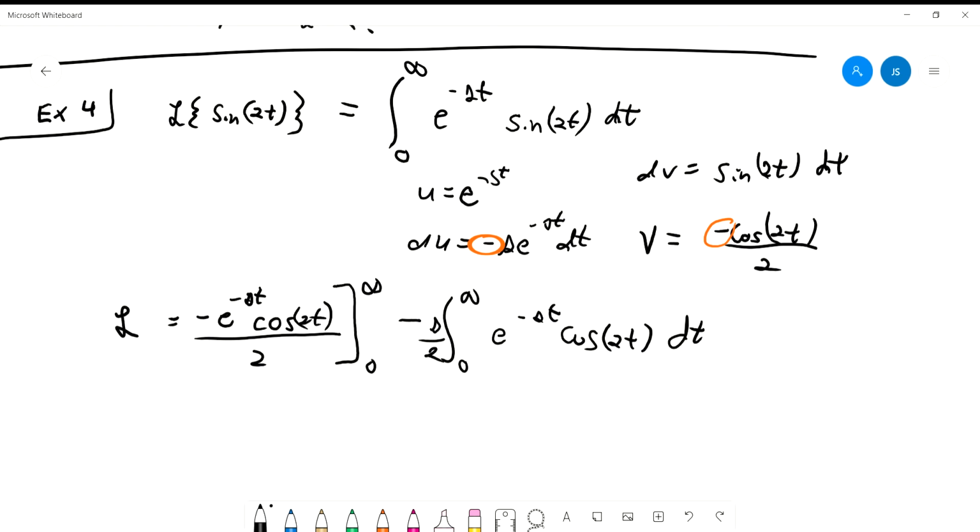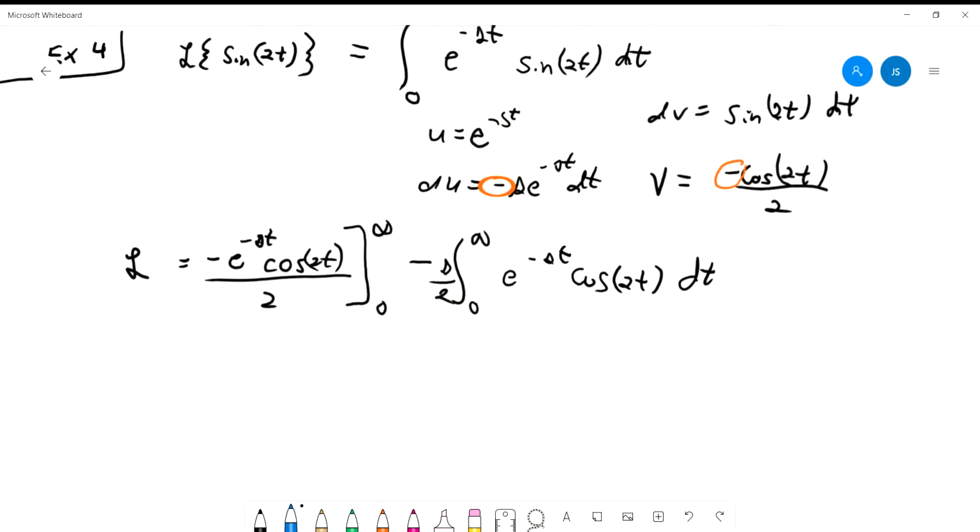And now, as t goes to infinity, the first term goes to 0, because e to the minus st, as long as s is positive, will go to 0, and cosine of 2t is bounded. And so we're just going to plug in t equals 0 and subtract. Since we're subtracting, we lose that minus sign, and we get e to the minus s times 0, which of course is 1, cosine of 2 times 0, which of course is 1 again, over 2. So that first term is just going to be 1/2.